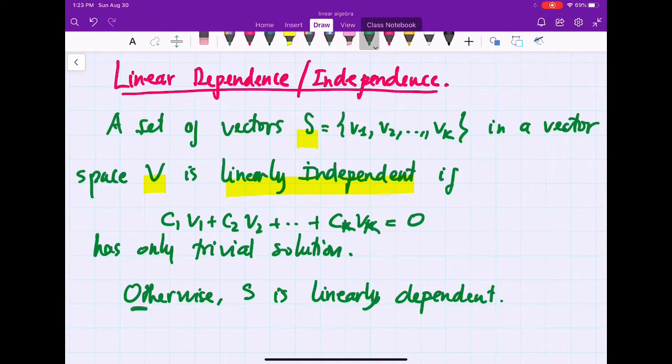So what does it mean otherwise? That means if this system has a non-trivial solution, then at least one vector in the set S can be represented as a linear combination of other vectors. So in that case, S is linearly dependent. Dependent because one vector is represented as a linear combination of other vectors, meaning that vector depends on other vectors. Does that make sense? Okay, now let's consider the following example.